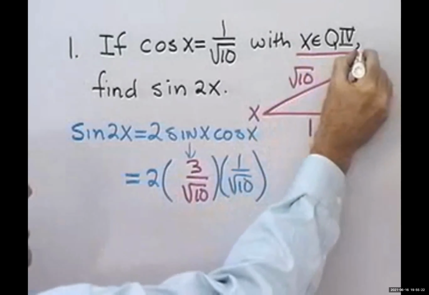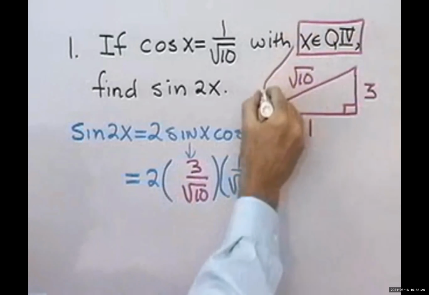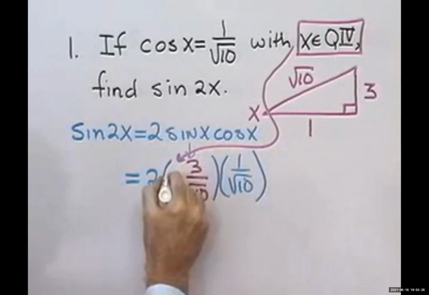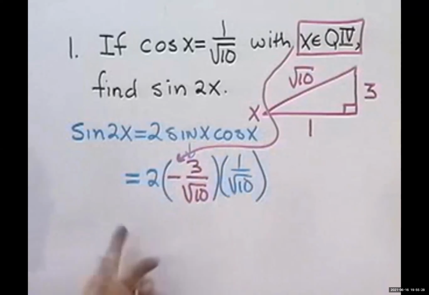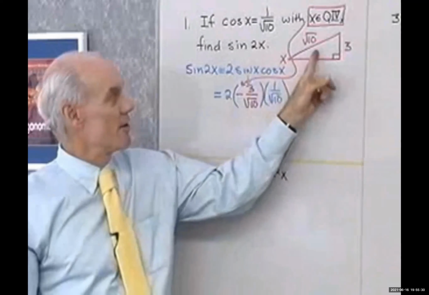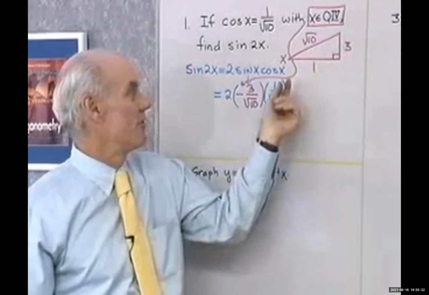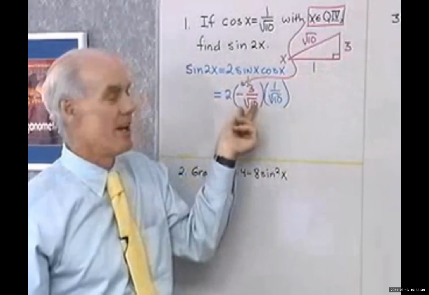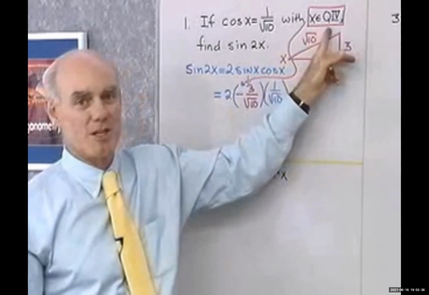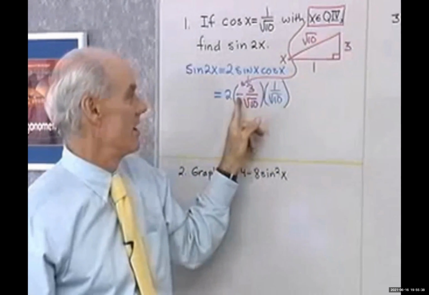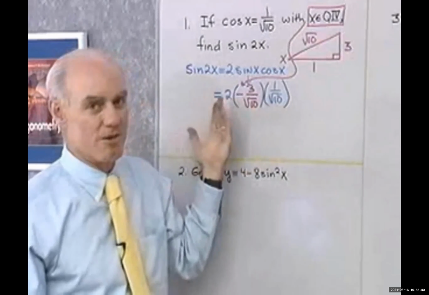And then since x terminates in quadrant 4, I'm going to have to put a negative sign right here. So I use this little diagram right here to just get my numerical value for the sine of x, and then I use the fact that it terminates in this quadrant to get this negative sign. Now I can multiply this out. You see it's very simple.